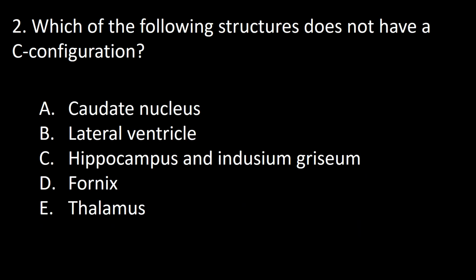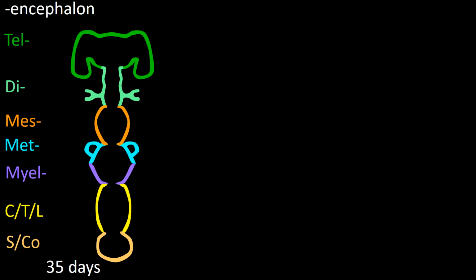Next question. Which of the following structures does not have a C configuration? A. Caudate nucleus. B. Lateral ventricle. C. Hippocampus and indusium griseum. D. Fornix. E. Thalamus. In this frame, you can see the representation of a 35-day-old central nervous system.